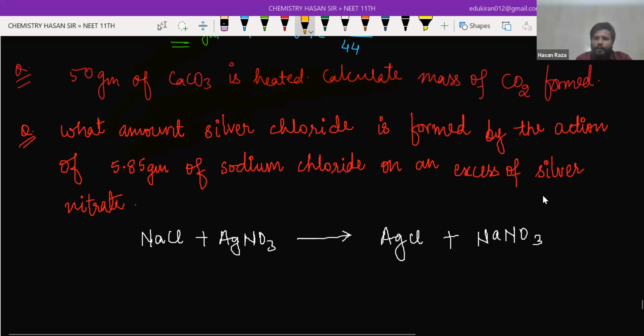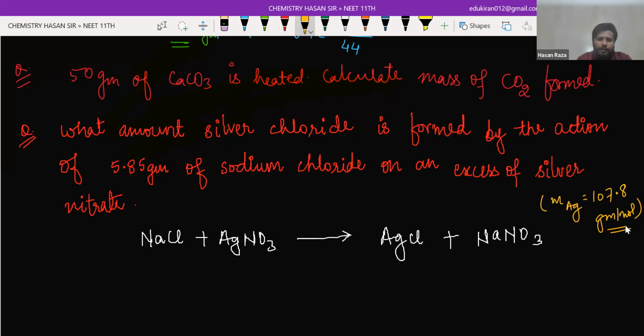Silver mass you can write. Molar mass of silver is 107.8 gram per mole. This is the mass of silver. So silver nitrate or silver? Silver. Okay, sir. You can take 108 for calculation. You can take 108 gram.